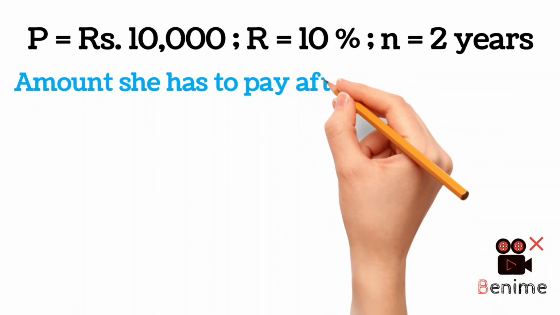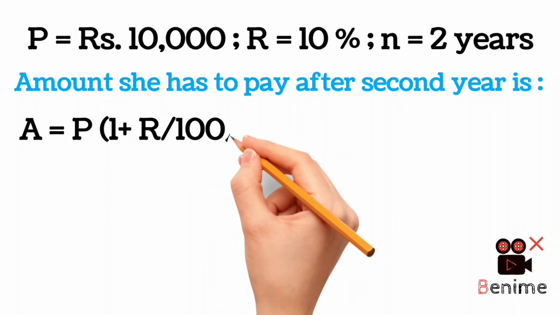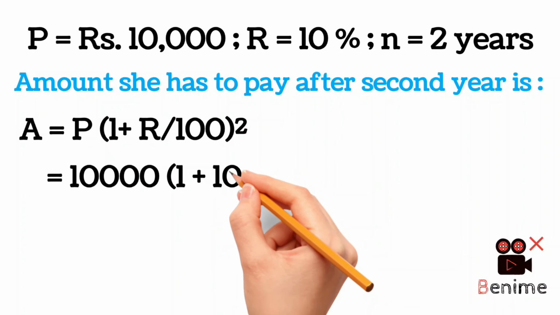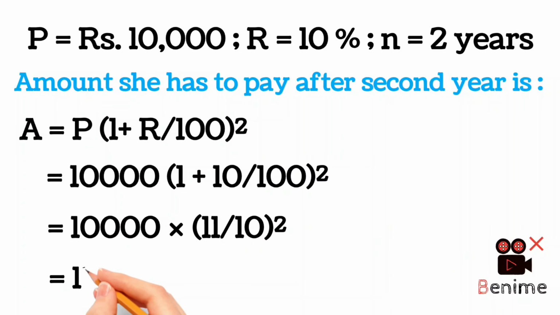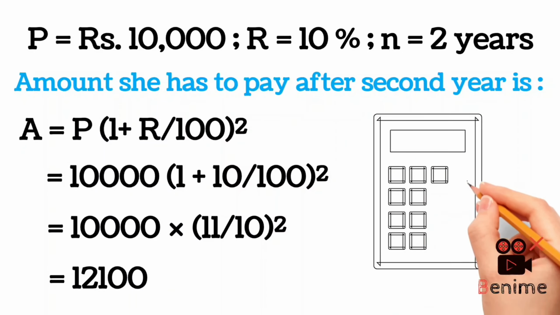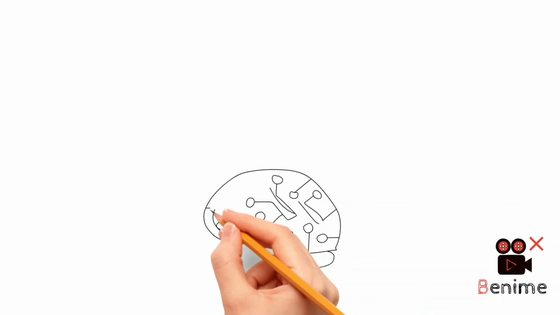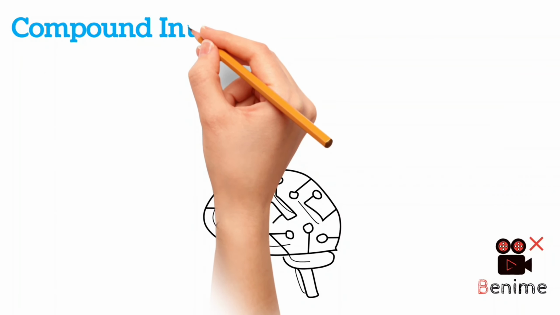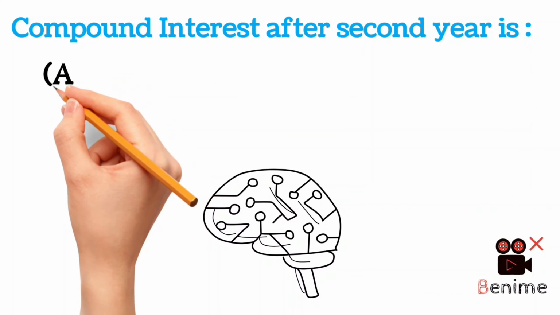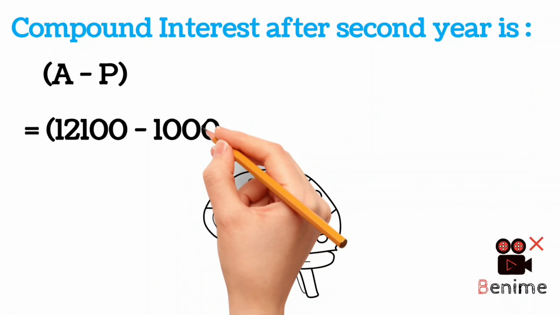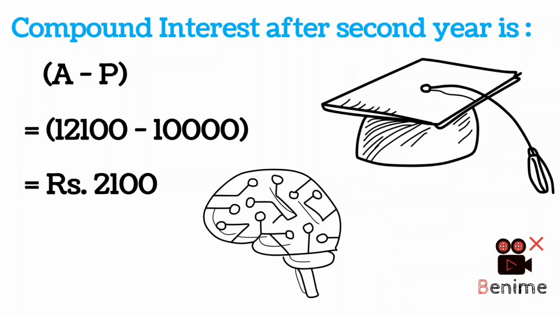The amount she has to pay after the second year is A equals P into 1 plus R by 100 whole square. If we put the values and calculate, we get 10,000 into 11 by 100 whole square, which gives 12,100 rupees. This is the amount paid after the second year by Ankita. Now I have to calculate the compound interest after the second year. The formula is A minus P, where A is 12100 and P is 10,000. So rupees 2100 is our compound interest.